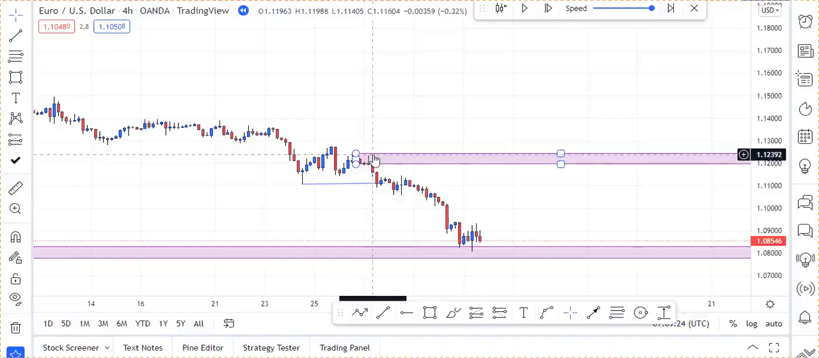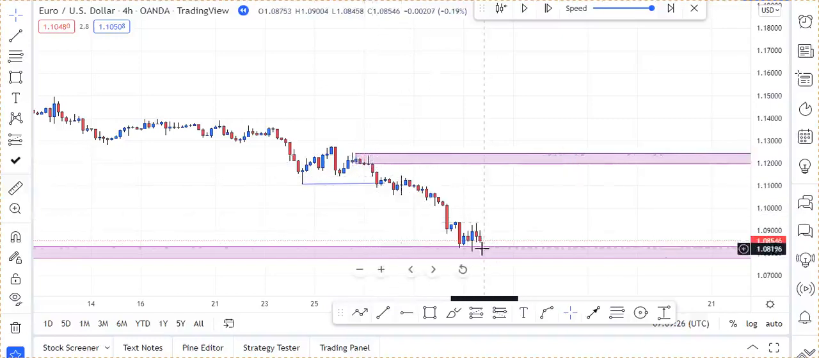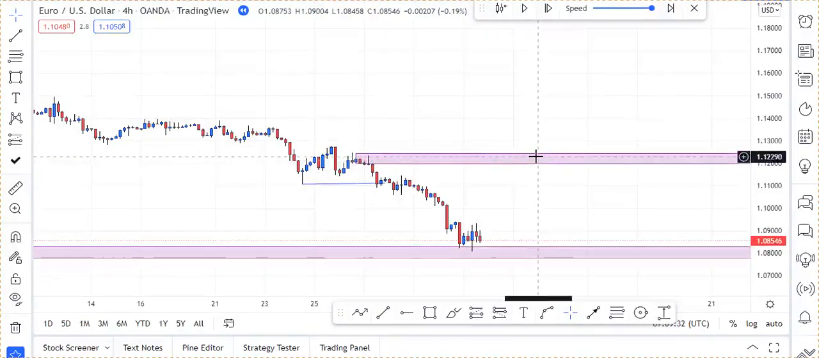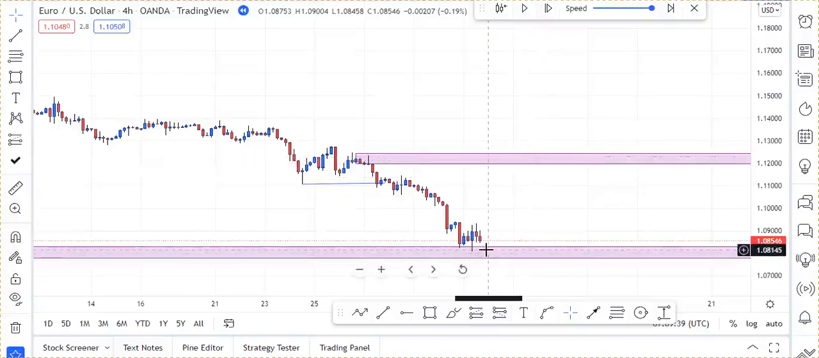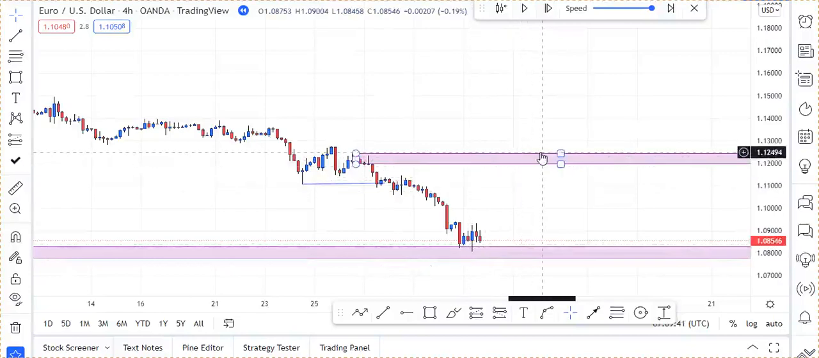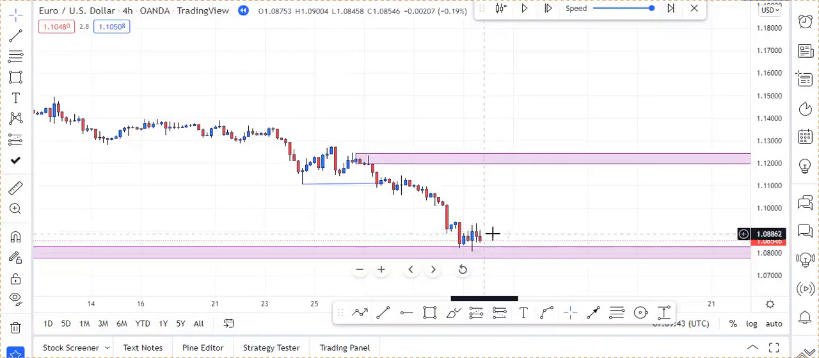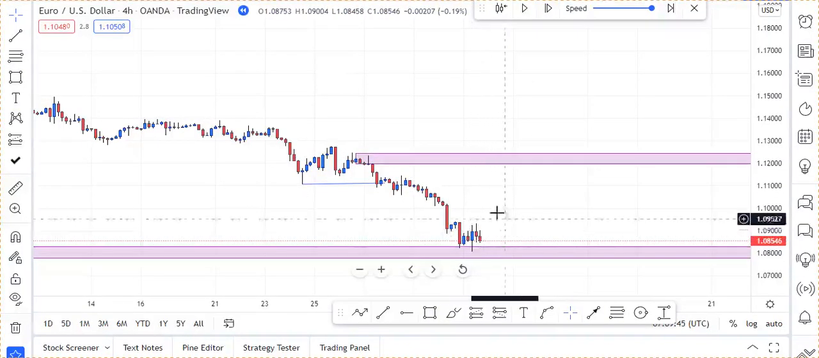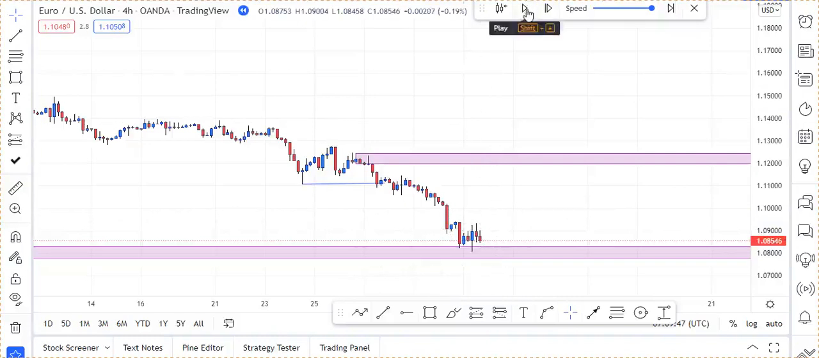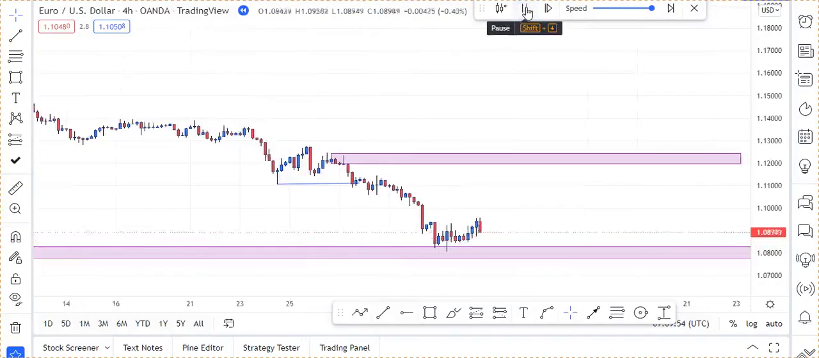Now price has bumped into this very higher time frame OB. We are waiting for an opportunity to take price from here and target this point of interest here. Can you see that? So we want to go bullish, we want to take price from here to target this point of interest. But as it is now, price is not showing us anything yet as to an opportunity to enter the market going long. So let's continue to play price.